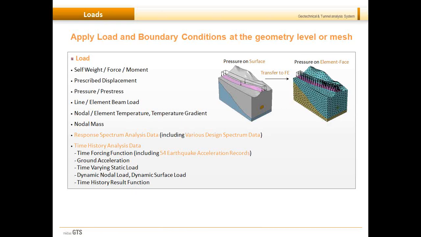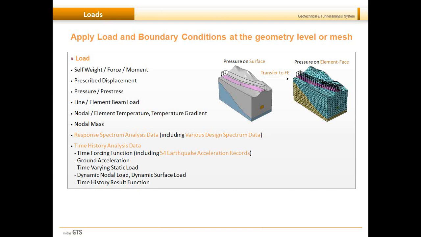Going to the loads, the normal loads can be provided here in the form of force or moment, and prescribed displacement, pressure or pre-stressing, or line or element beam load. We can also provide temperature loads, nodal mass for the dynamic case, and the GTS has extensive database of functions for the response spectrum analysis according to various codes. And for the time history analysis data, we have a database of 54 earthquake acceleration records.